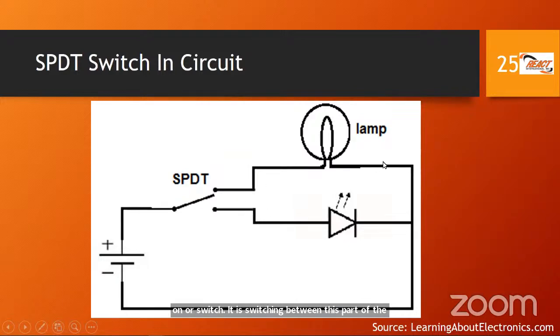So either or will be on in this circuit. Either the lamp or the bulb will be on, or the light emitting diode or the LED will be on, depending on the position of this switch. And this switch is an SPDT, or single pole double throw.